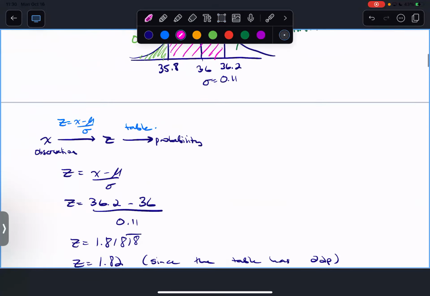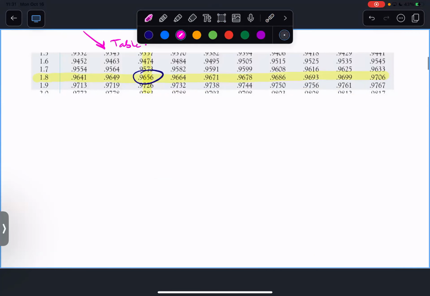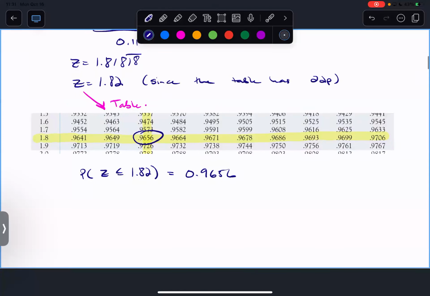So what phase are we in here? Right now, I gave it a Z. I used the table to find the probability. So then the probability that Z is less than or equal to 1.82 is 0.9656. Not exactly what we wanted, but it's okay.